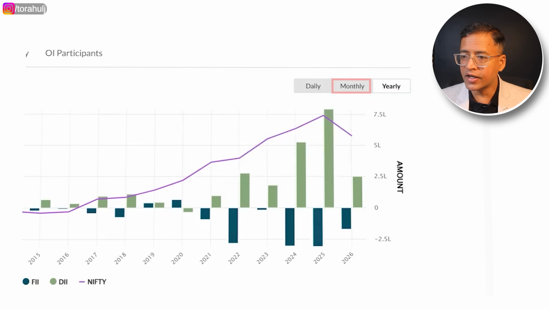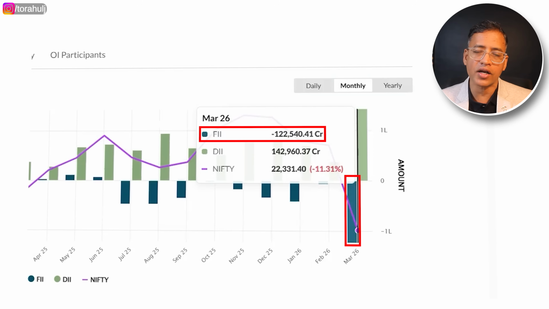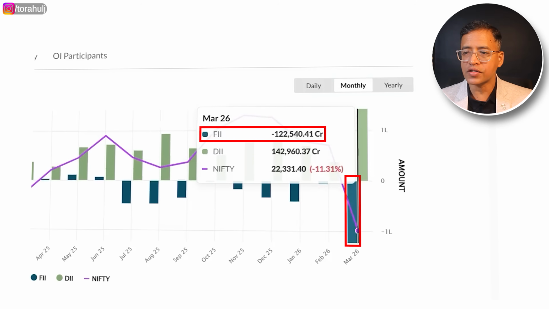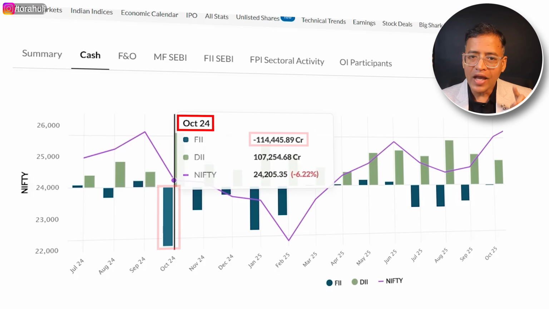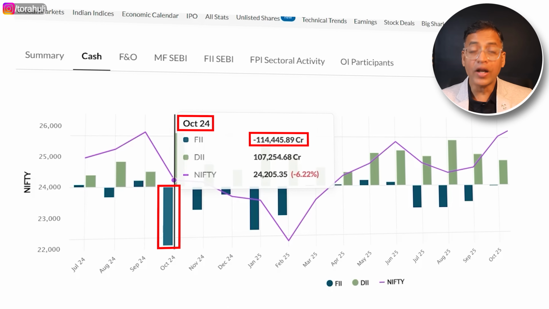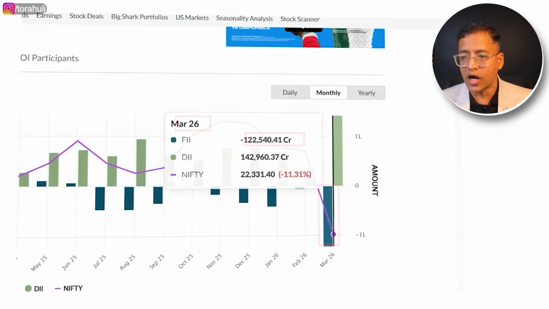If I show you the monthly data, an interesting data point: March, why I think this is another bottom that Indian markets have made. FII selling crossed around 1,22,000 crores. This is the highest, because if you go back to the last 2-3 years, you wouldn't find this data point. October 2024, when small caps started to melt, at that time FII selling was highest, 1,14,000 crore. You can see on my screen that has been crossed in the month of March.